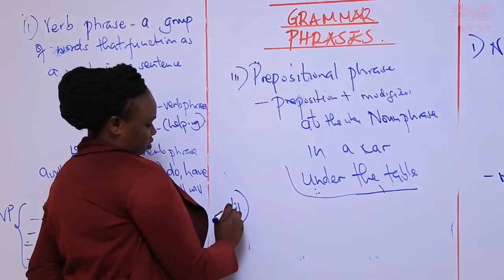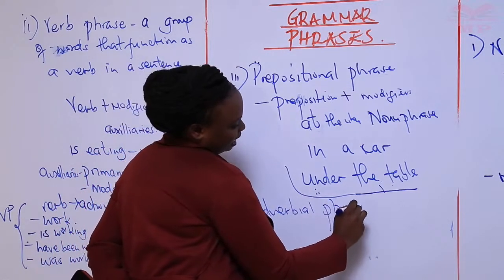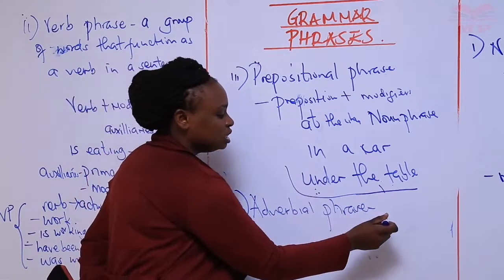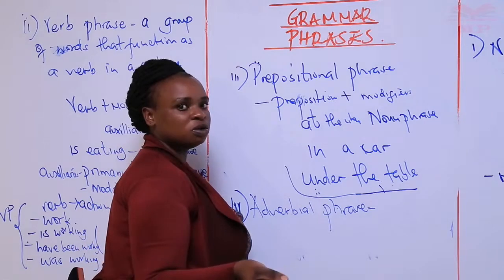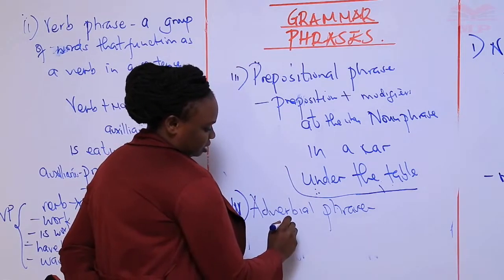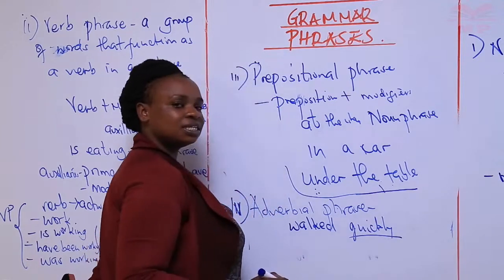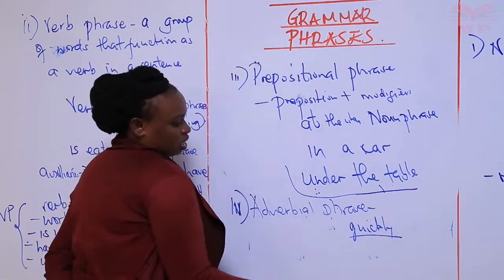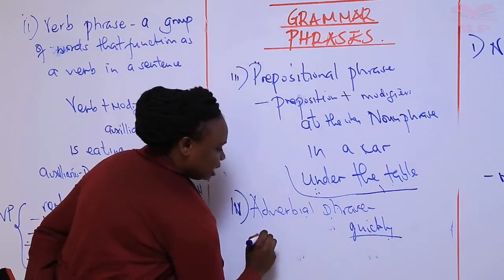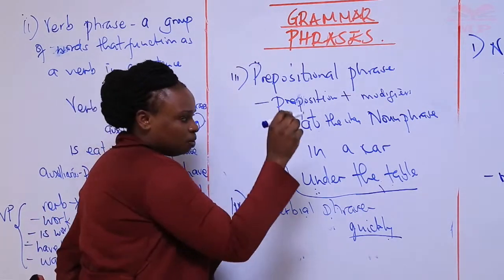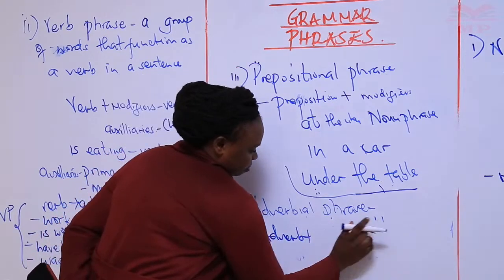Number 4, we have the adverbial phrase. Again, like we said before, it will be a group of words that function as an adverb. What is an adverb? It is a word that gives us more information about a verb. For example, they walked. Here walked is a verb. Then when you add quickly, quickly is an adverb. So here we're looking at which words can function with quickly. Like we said from the beginning, the phrase will have the head word and its modifiers. So here the head word is the adverb, and its modifiers.